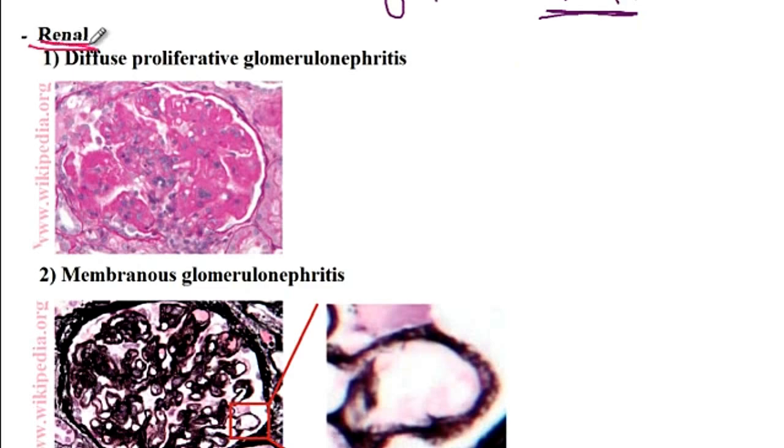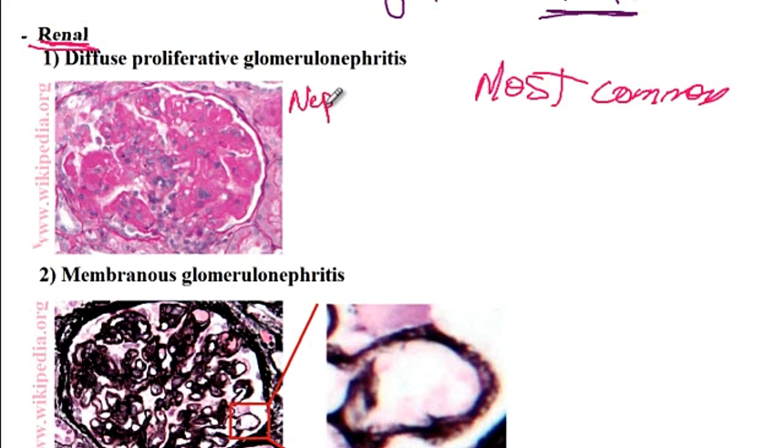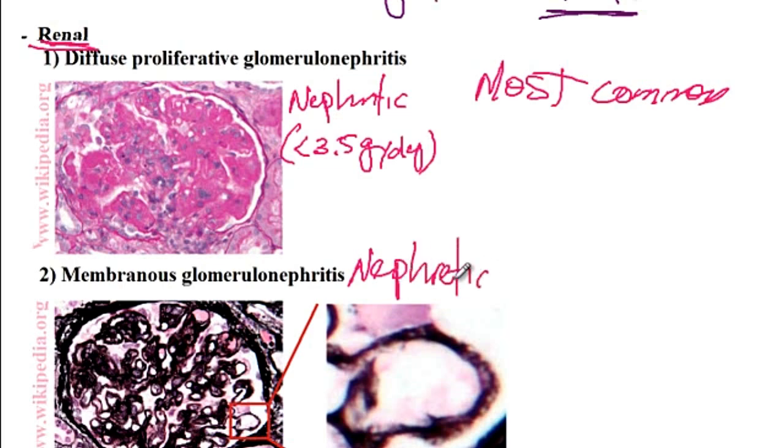Next, we have the renal complications, which are the most common cause of death in patients with SLE. And there are two forms of renal complications that may arise in these patients. The first one is diffuse proliferative glomerulonephritis, which is a nephritic syndrome, and so in patients with nephritic syndrome there is less than 3.5 grams of protein secretion per day, while the other form is membranous glomerulonephritis, which is a nephrotic syndrome, and there is more than 3.5 grams of protein secretion in the urine per day.